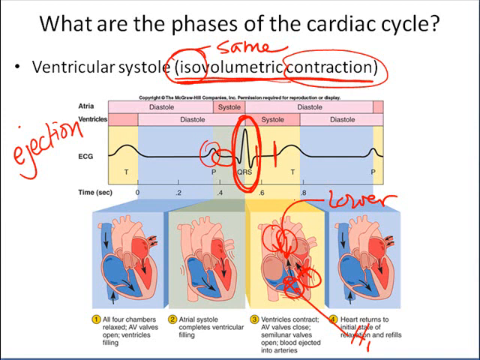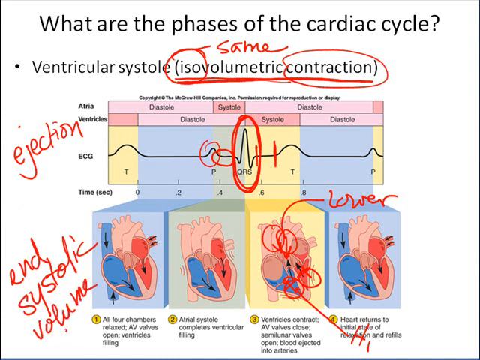Now, at the end of ventricular ejection, there's always going to be a little residual blood left in the ventricles. The ventricles do not or cannot squeeze all the blood out. There's always a little bit of blood left over. That little bit of blood that remains after we're done contracting the ventricles is called end systolic volume, or ESV.